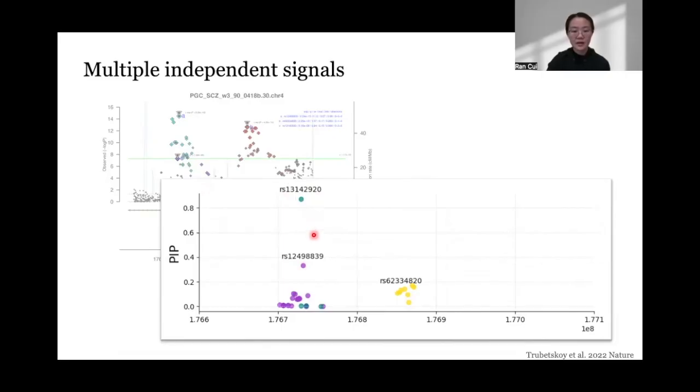And SNP A and SNP B here have more LD friends, so they have to share their PIPs, and it's harder for the algorithm to pinpoint which one among all of these highly correlated variants are the causal ones.